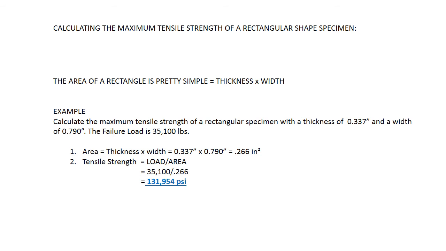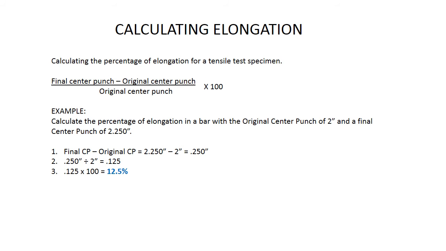Calculating elongation. Calculating the percentage of elongation for a tensile test specimen. First, you take the final center punch minus the original center punch, divided by the original center punch, times 100. Example below. Calculate the percentage of elongation in a bar with an original center punch of 2 and a final center punch of 2.250. So first you take the final center point minus the original center point. The final center point is 2.250 minus 2 equals 0.250. Then you take 0.250 divided by 2, which equals 0.125. Then you take 0.125 times 100, which equals 12.5%. So that's your elongation.